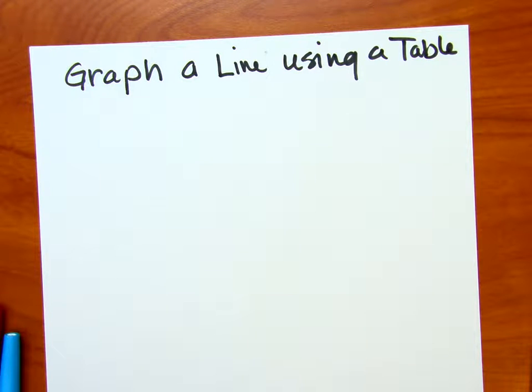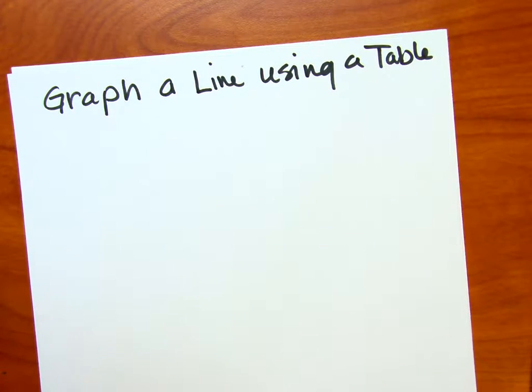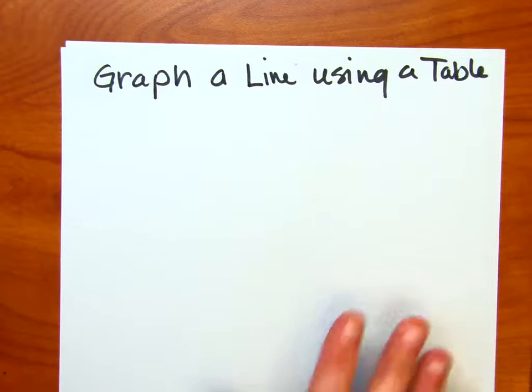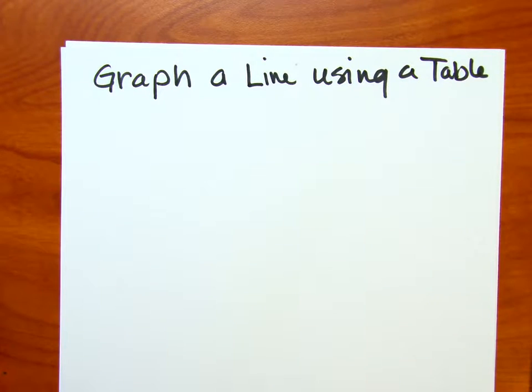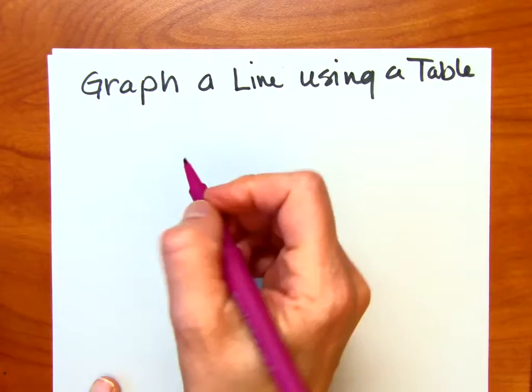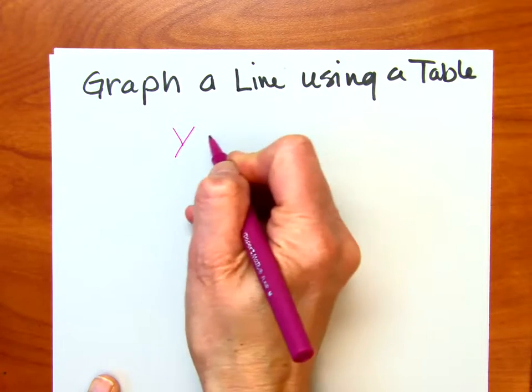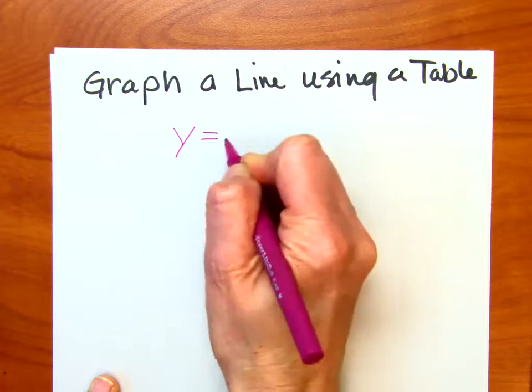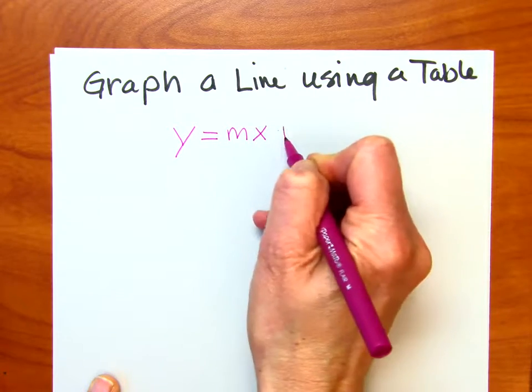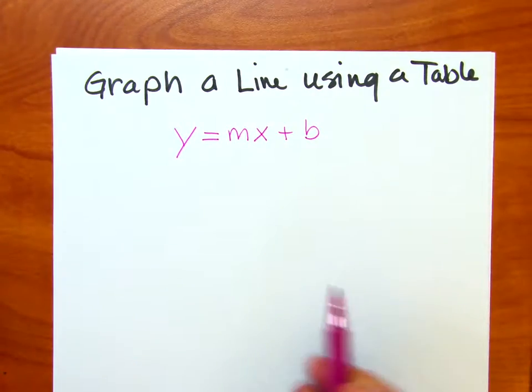Okay, in this video I want to show you how to graph a line using a table. In another video we'll talk more about the linear equation, but I'll go ahead and show you what it might look like right now. This is the equation that you'll see for a line, and that's going to be y equals mx plus b, and all of these letters represent different things.